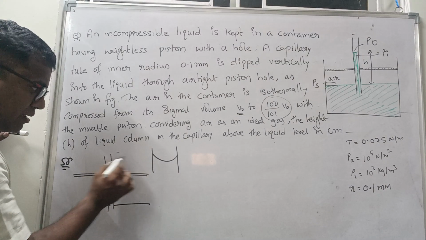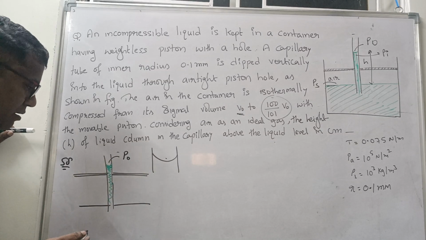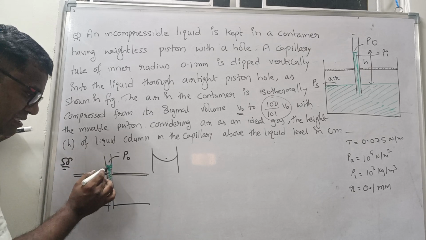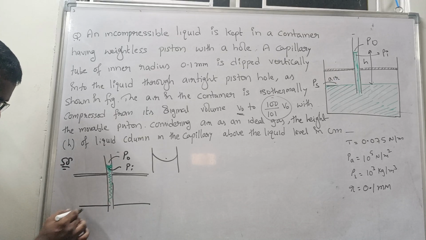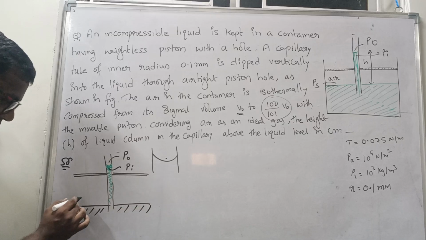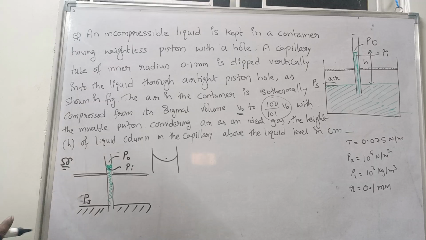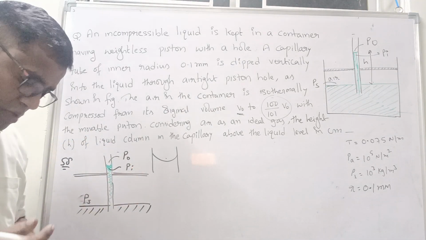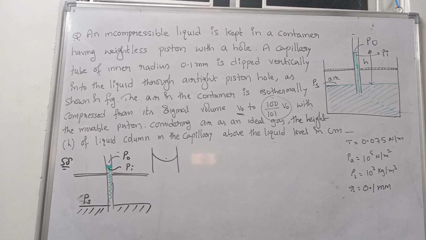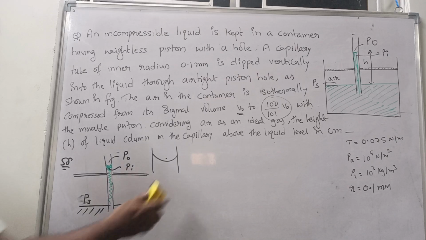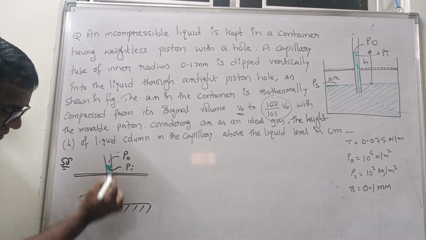Now try to understand. At this point I will write P0, and inside I will write Pi. Here, for the liquid surface, I will write Ps, the pressure on the surface. Now I will find the expressions in between the two, and after that I will find out the value. Just note down here what is given: the column height is h.